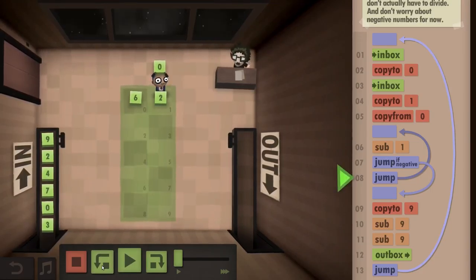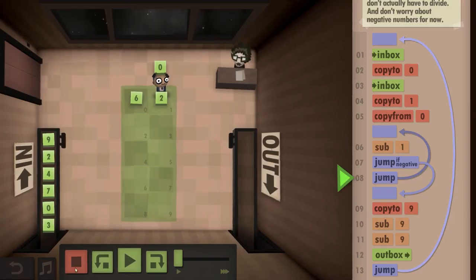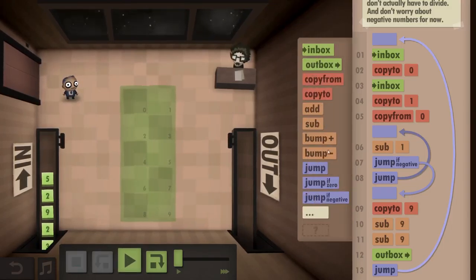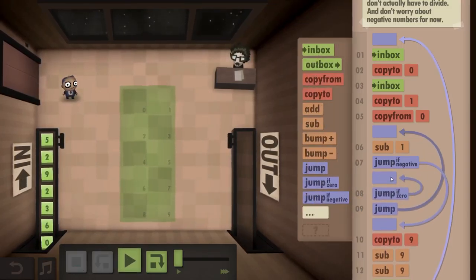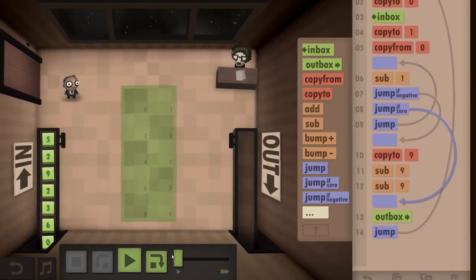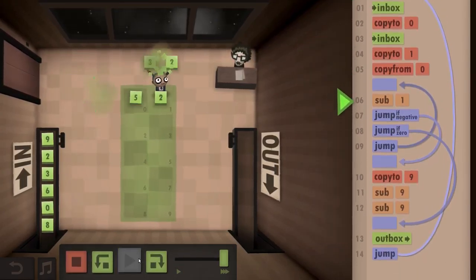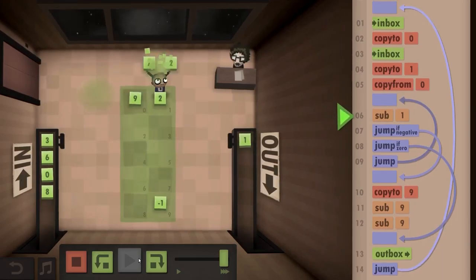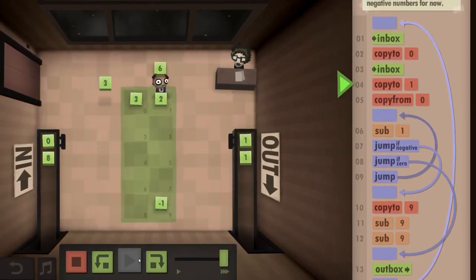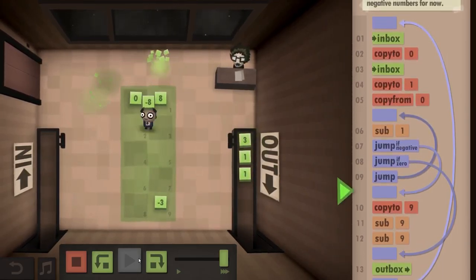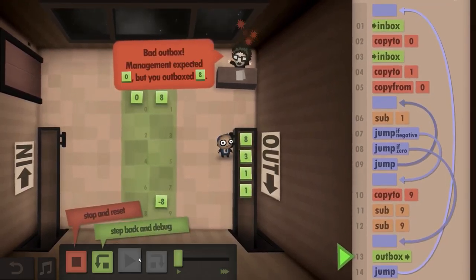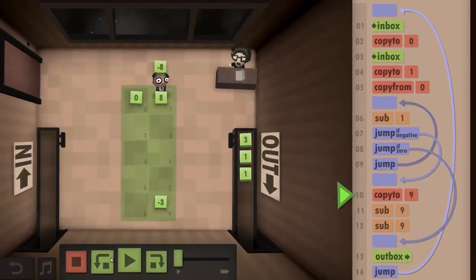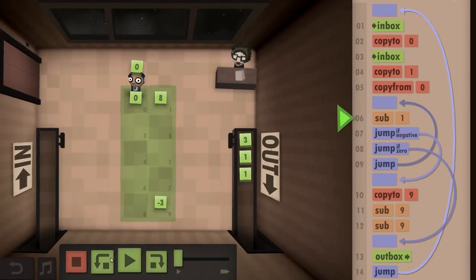13? 12. Well. Expected 0! Crap. If it's 0, throw it in the outbox.